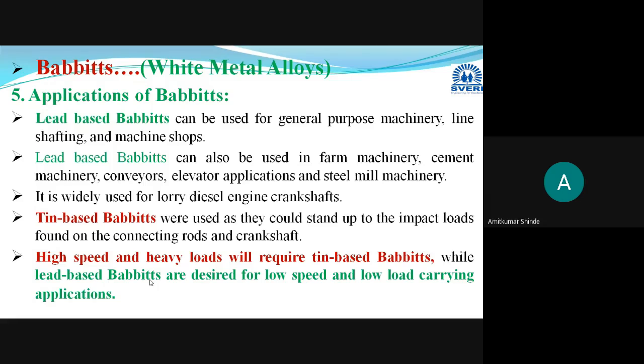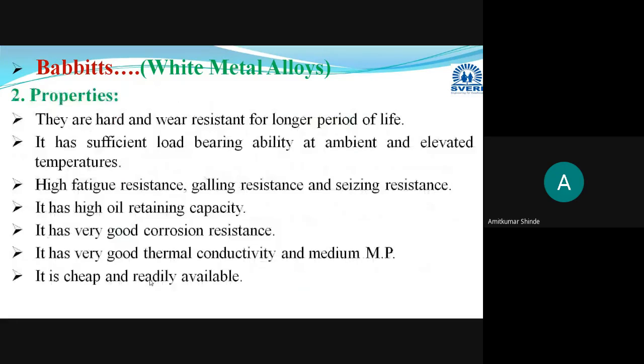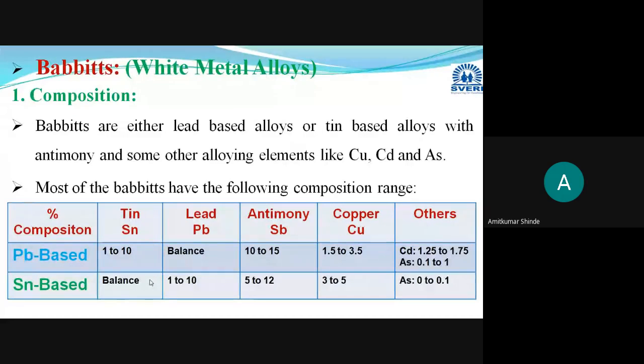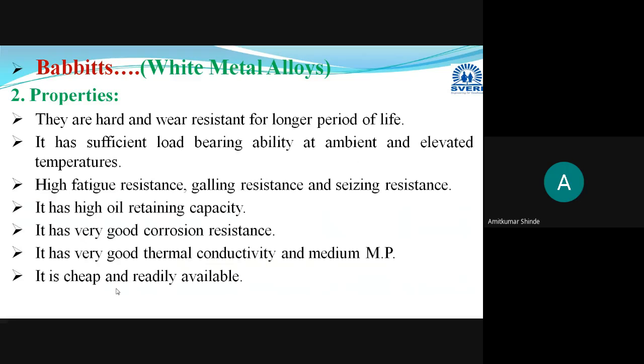Whenever this question is asked, you have to explain in this way. First you have to mention the composition. Babbits are either lead based or tin based alloys with antimony and some other alloying elements like copper, cadmium, and arsenic. Then the composition for lead based and tin based babbits, here I have mentioned. Then the general properties: in short, you have to write the properties present in the bearing material or in the bearing itself.